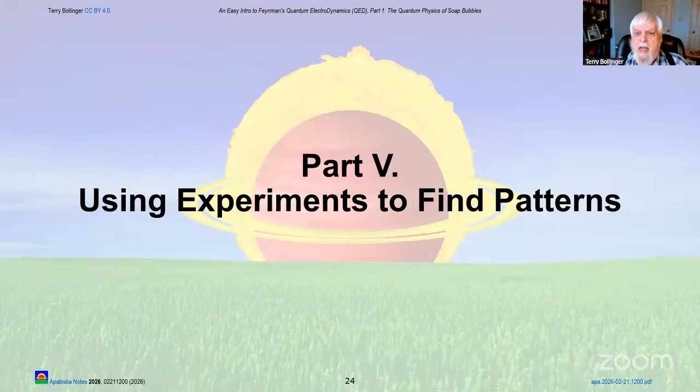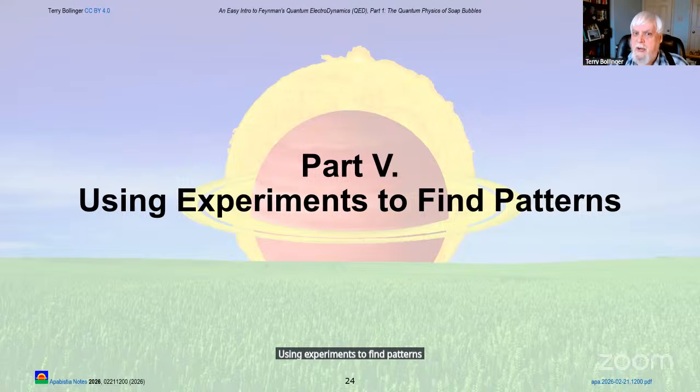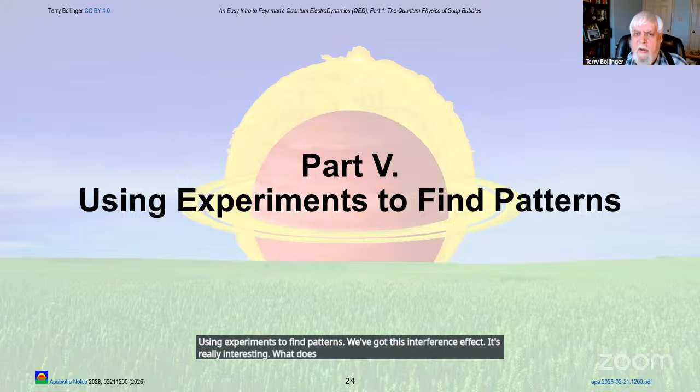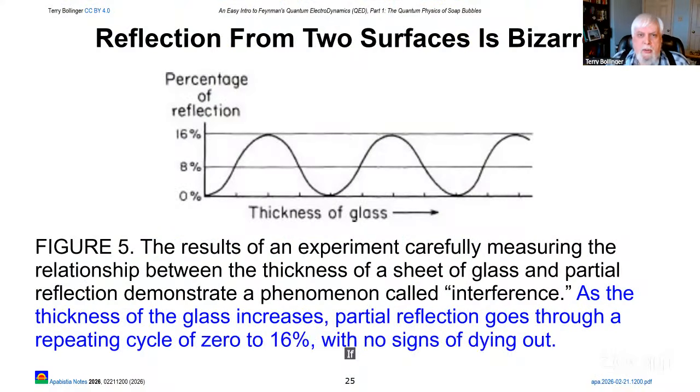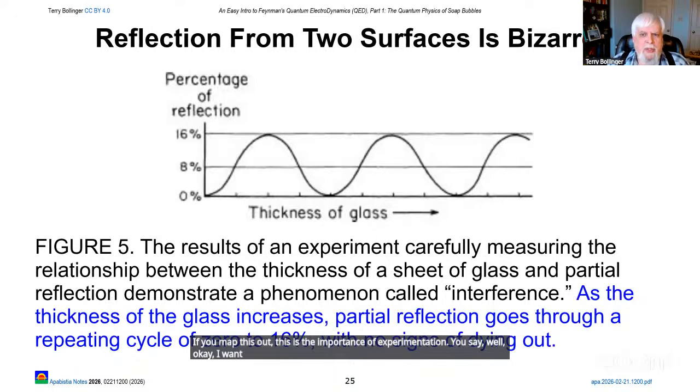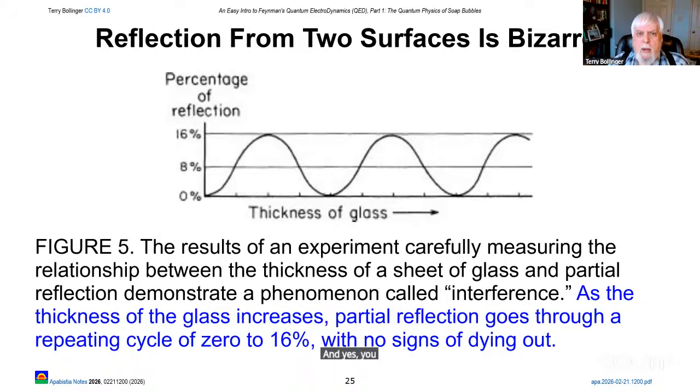Using experiments to find patterns. We've got this interference effect. It's really interesting. What does that say about reality? Can you find something deeper about that? If you map this out, this is the importance of experimentation. You say, well, okay, I want to see if I can figure out how this works and it doesn't make any sense classically, can I at least characterize what are the critical circumstances? And yes, you can. And what you find out is probably even stranger.